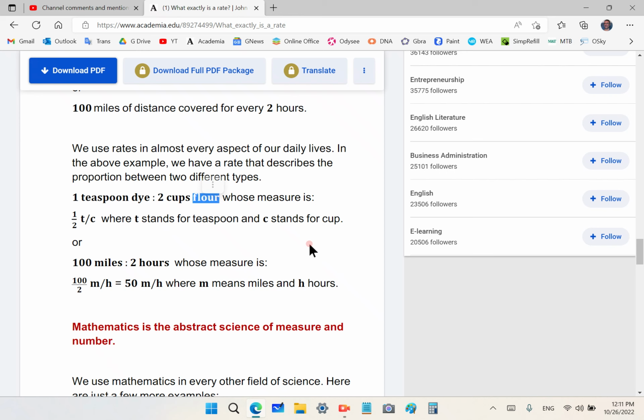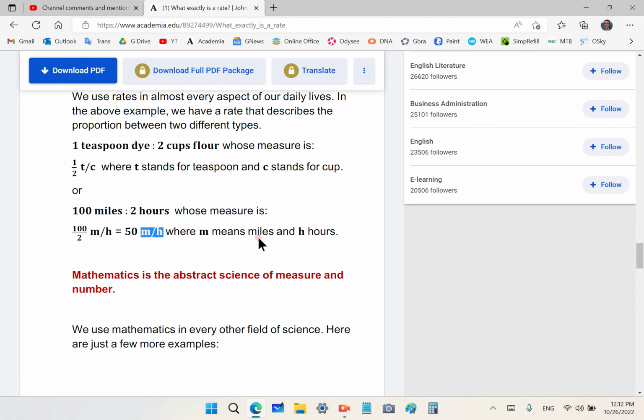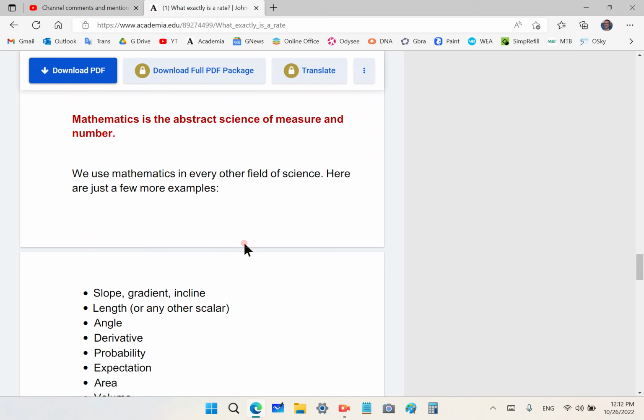Dye and flour. The one thing I hate about this recording software is that it doesn't synchronize the voice with the actual images. That's too bad. So for example, 1/2 teaspoons per cup, where T stands for teaspoon and C stands for cup. Okay, so 1/2 T/C, or T per C. And here you've got 100 miles for every 2 hours. That's 50 miles per hour, okay? So again, these are very useful rates, aren't they?